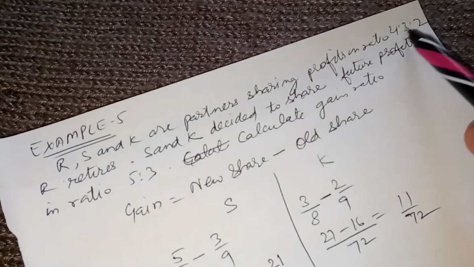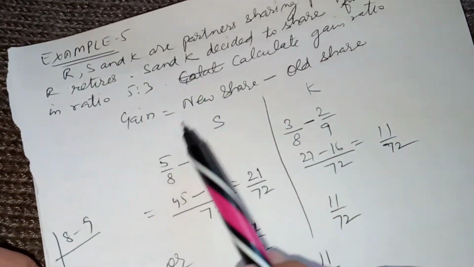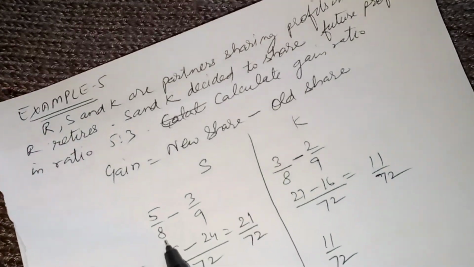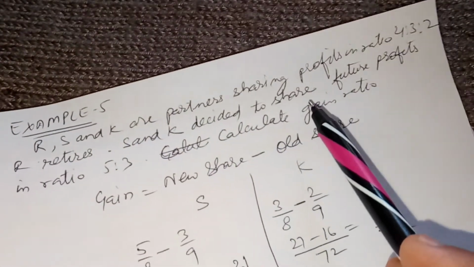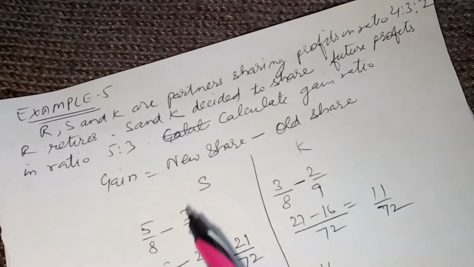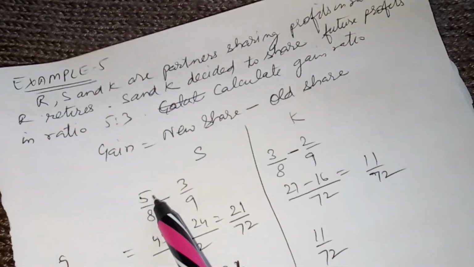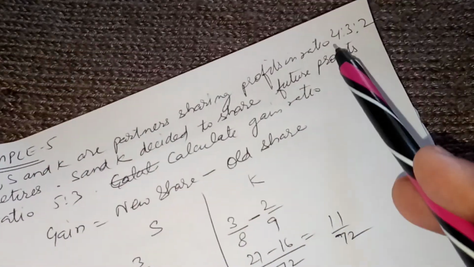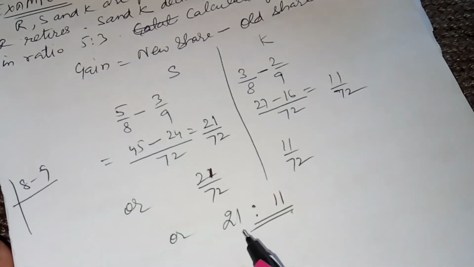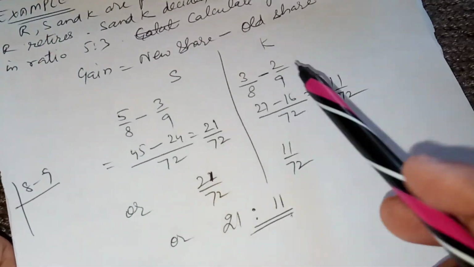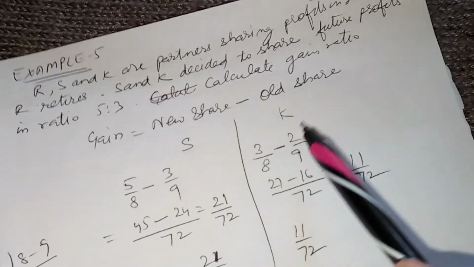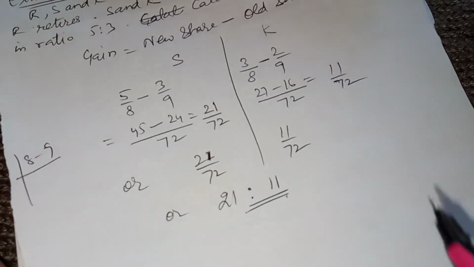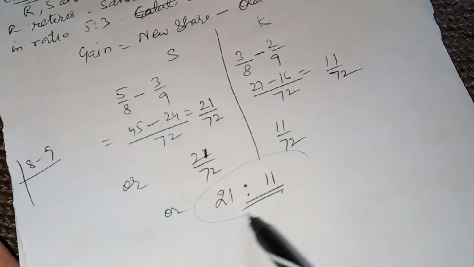The new ratio is given, old ratio is given. Just the gain ratio. Gain means new share minus old share. So for S, new ratio 5 plus 3 is 8, that means 5 by 8. New share minus old is 3 by 9. Here 4 plus 3 by 9, it comes out to be 21 by 72. And here 3 by 8 new ratio minus old is 2 by 9, so comes out to be 11 by 72. And their ratio is 21 is to 11.